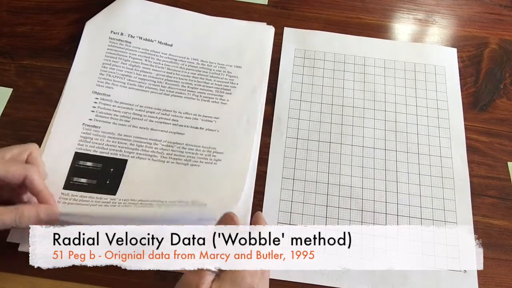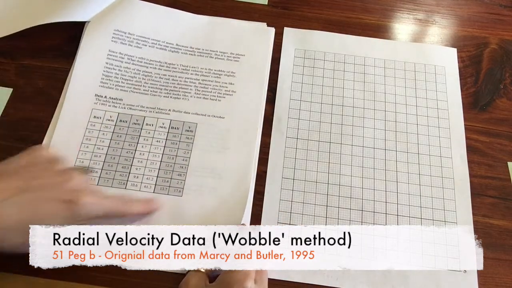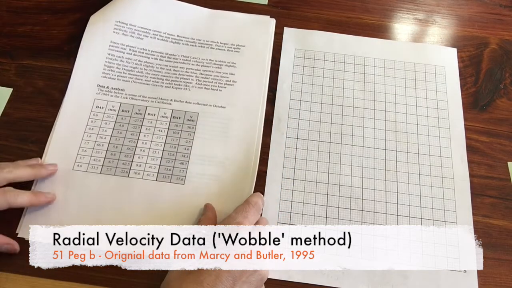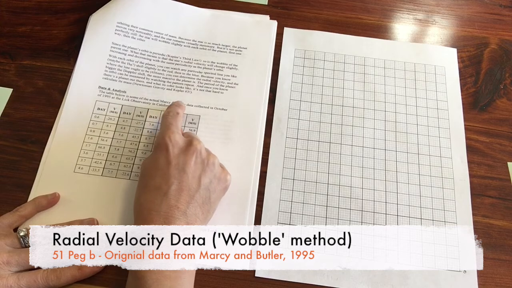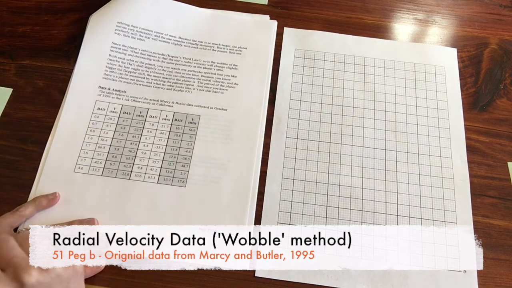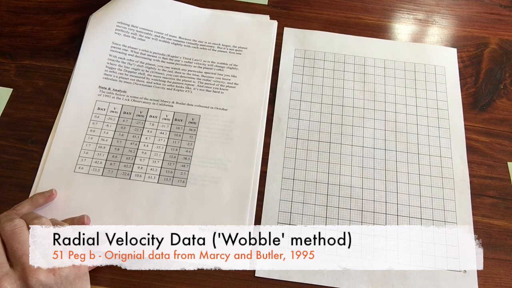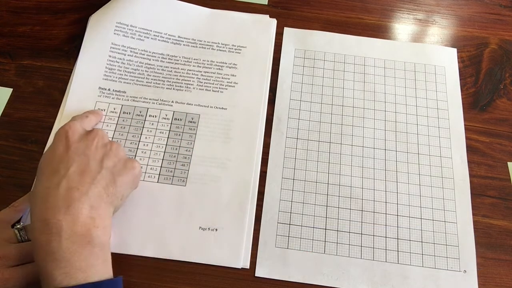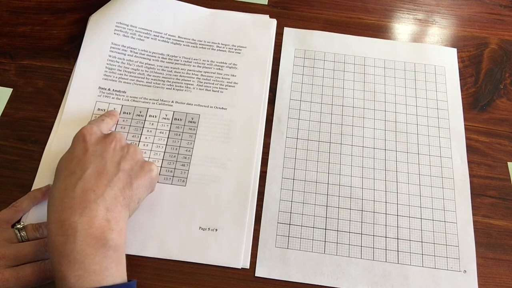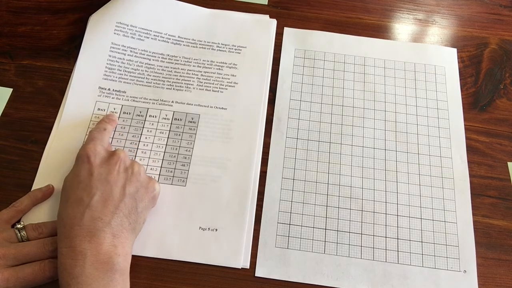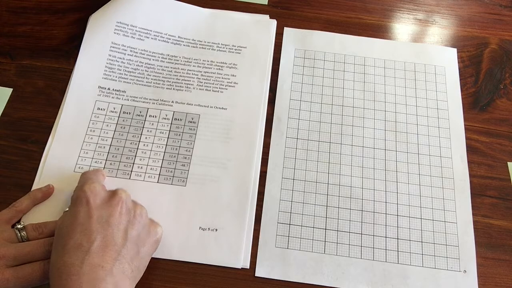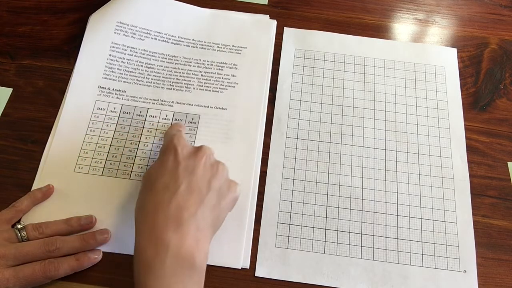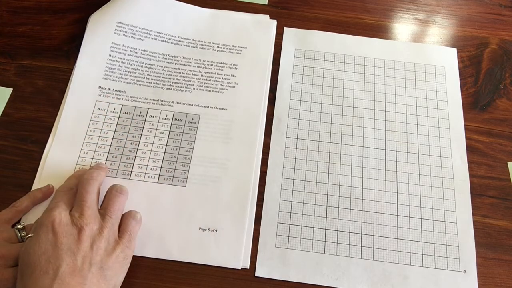So the part that I'm helping you with here is plotting your data. The data table that you're given in the lab is the actual data from Marcy and Butler. This is the original data collected in October 1995 from the Lick Observatory in California. What you see on your data table is the day and the radial velocity as v, measured in meters per second. You can notice that the day increases in each spot. So those are your two things that you're plotting.